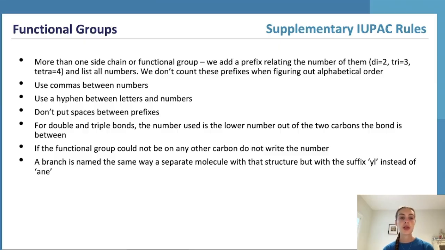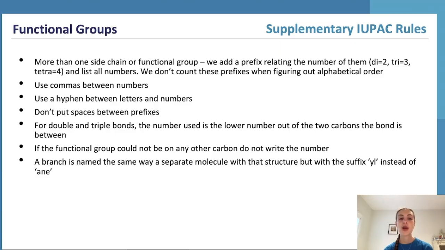The next important thing to note is that if the functional group could not be on any other possible carbon, don't write the number. So for example, if we're talking about an ethane molecule and we're changing that into an ethene molecule, so we're putting a double bond between the 2 carbons, which there are. Obviously, if there are only 2 carbons, the double bond can only be between those 2 carbons, so we would just call it an ethene molecule. We wouldn't have to call it 1-ethene.